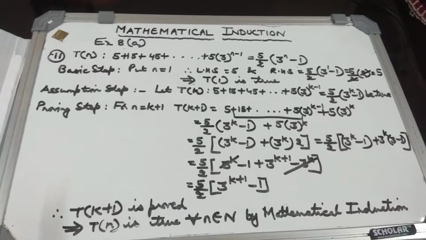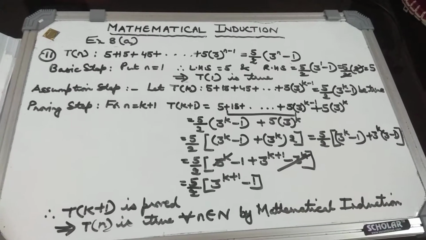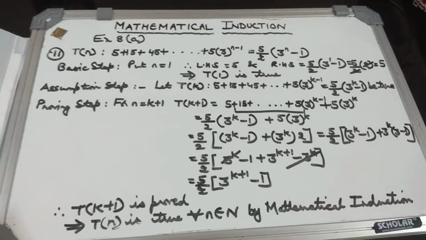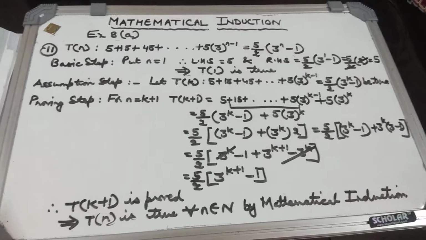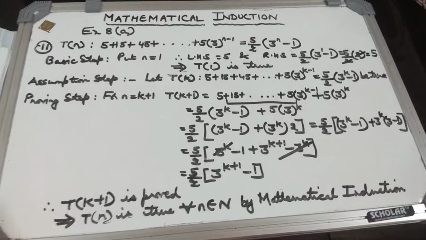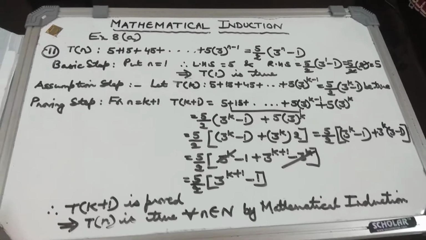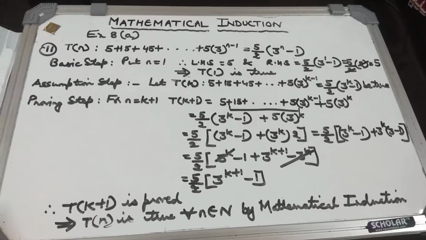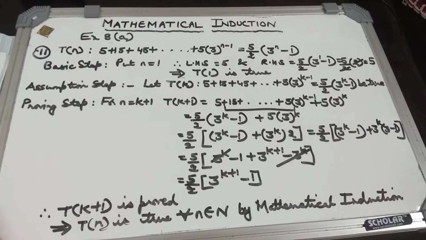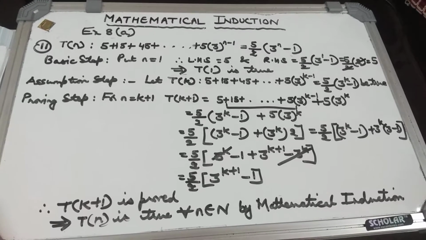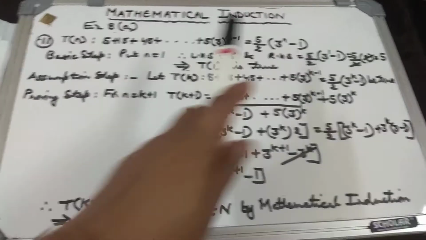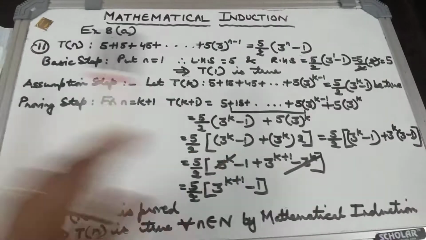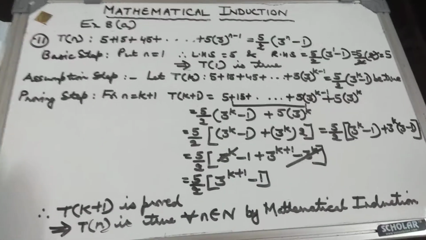Now, this is question number 11. The question goes like this: 5 plus 15 plus 45 dot dot plus 5 into 3 to the power n minus 1 equals 5 by 2 within bracket 3 to the power n minus 1. Hence, we have to prove this by induction.